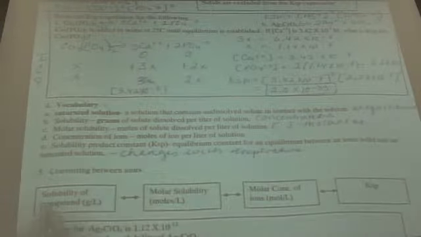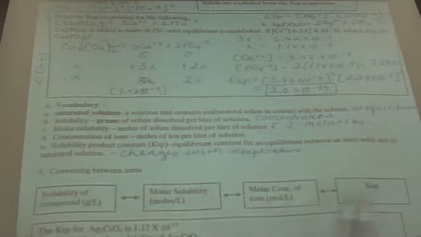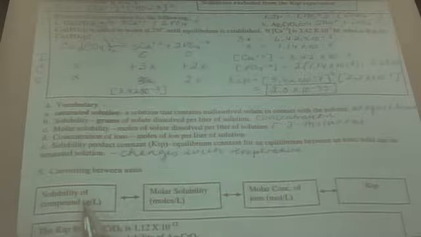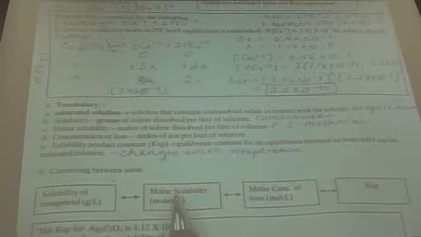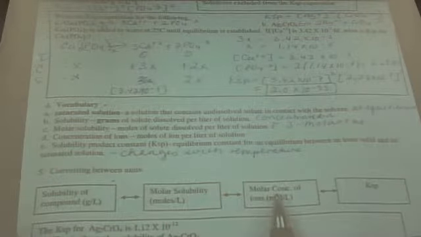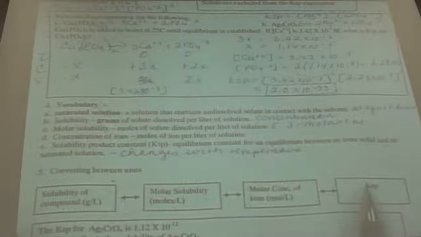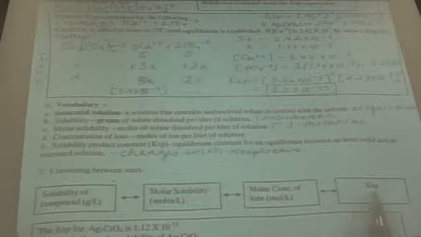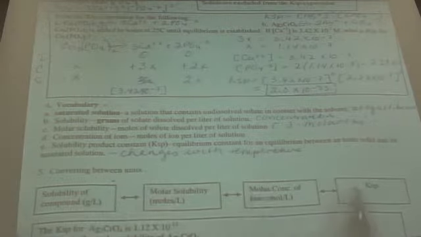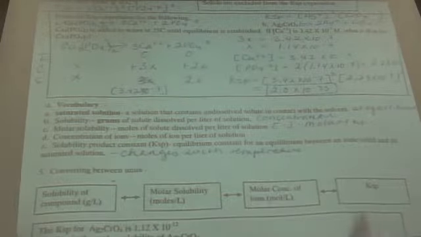Alrighty, so here is my scheme of things. I need to be able to go back and forth between all of these different terms. So if somebody gives me the solubility of a compound in grams per liter, I'm going to change it to the molar solubility of the compound. Then I need to know the molar solubility of the ions in order to calculate KSP. If somebody gives me KSP, I have to go this way, or maybe this, or this. Got it?